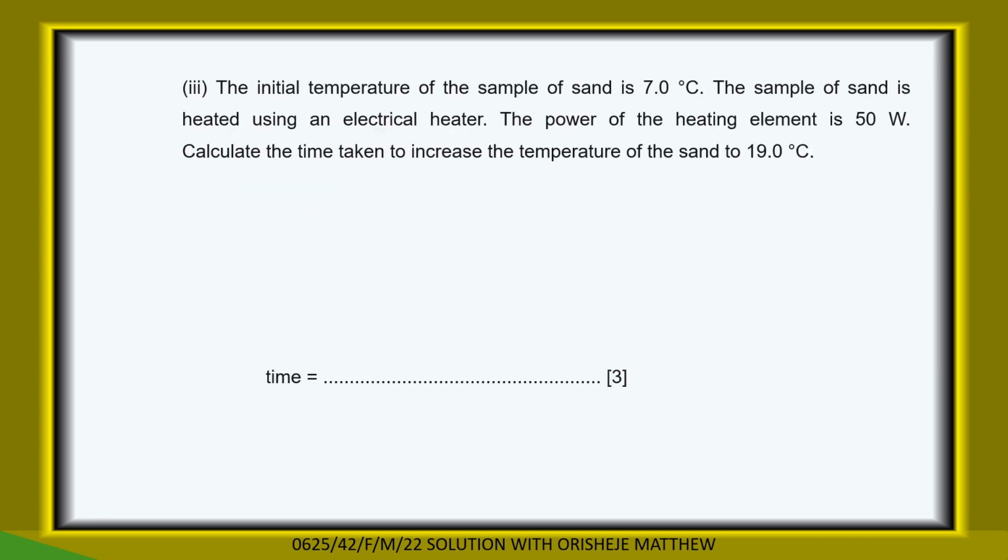The initial temperature of the sample of sand is 7 degrees Celsius. The sample of the sand is heated using an electric heater. The power of the heating element is 50 watts. Calculate the time taken to increase the temperature of the sand to 19 degrees Celsius. So you look at the temperature difference.